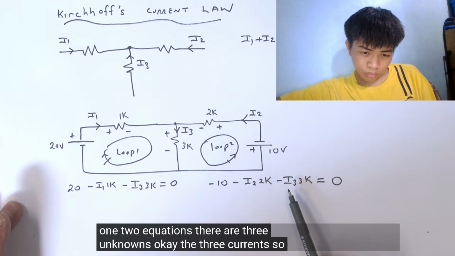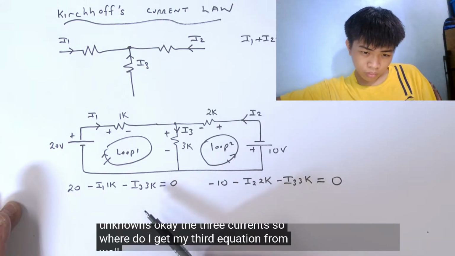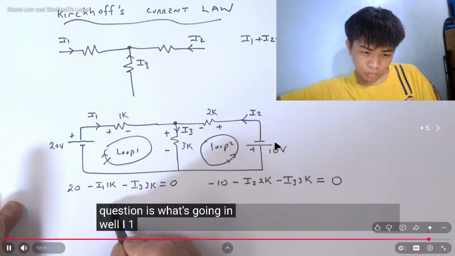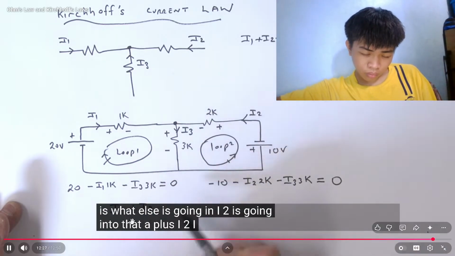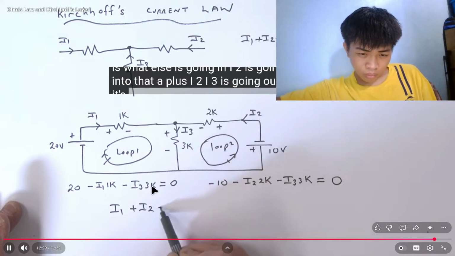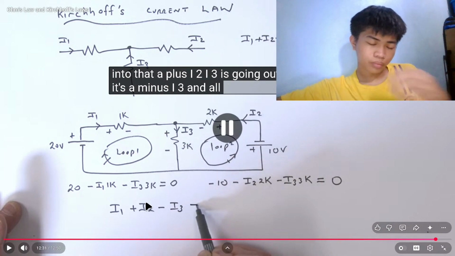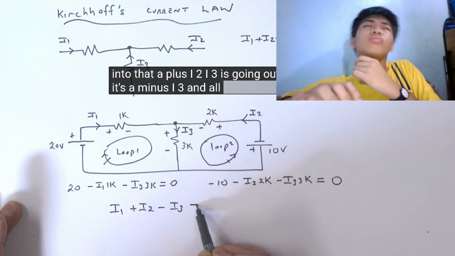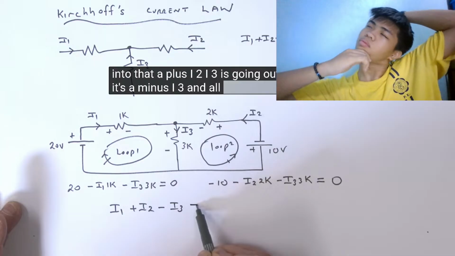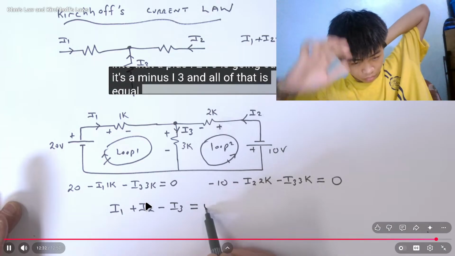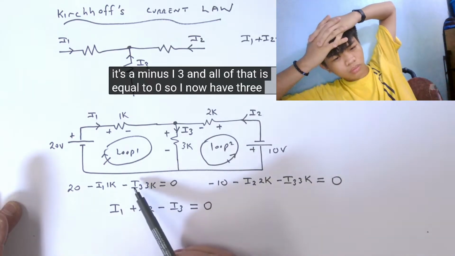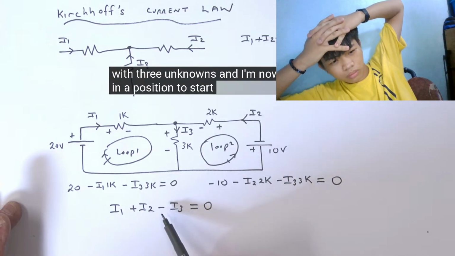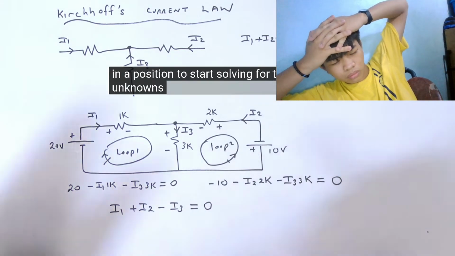The three currents. So where do I get my third equation from? Well, I'm going to get it now really from that node. I1 is plus I2. I3 is going out, so that's a minus I3, and all of that is equal to 0. So I now have three equations with three unknowns, and I'm now in a position to start solving for those unknowns.